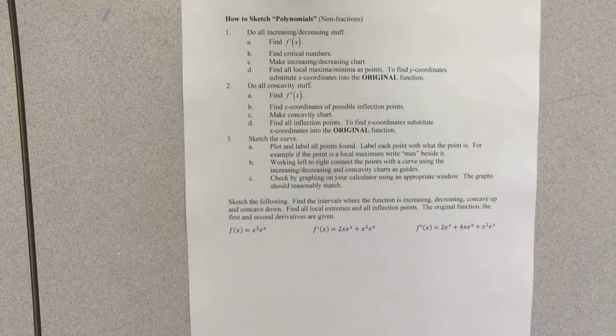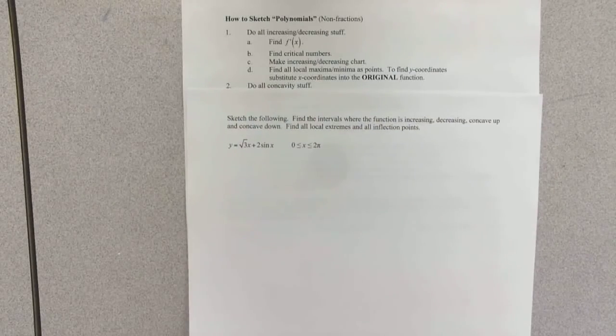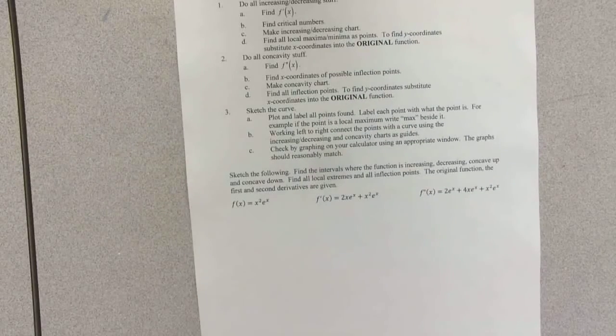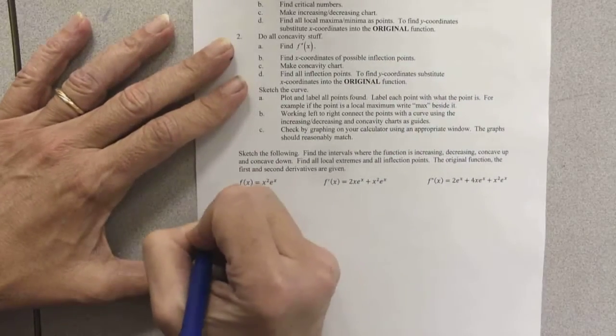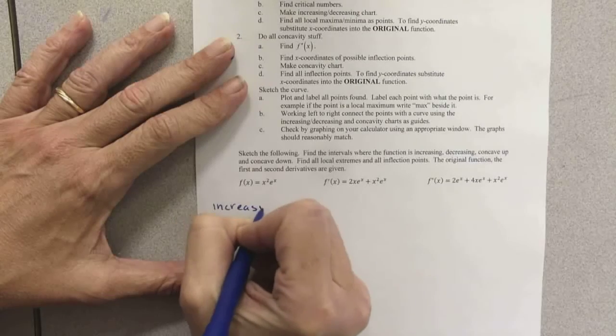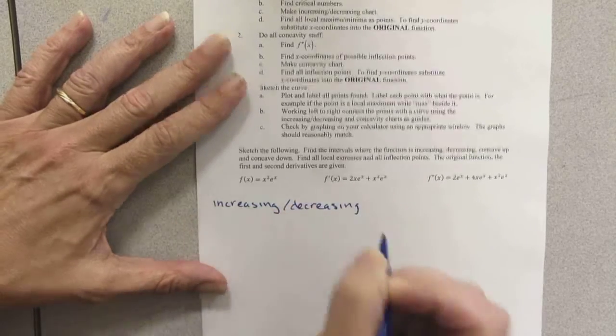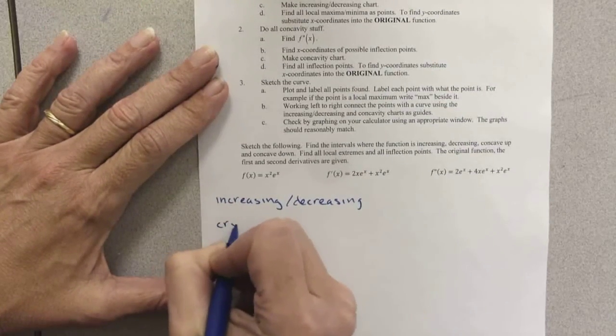History has shown me that if I don't give you the derivatives, about a third of the class will calculate the derivatives wrong, and then I have to go through step by step, tracking all the errors all the way through the problem. So I will give you the derivatives in more complicated problems. But notice in the next problem we're doing, that's not particularly complicated, I didn't give you the derivatives. Okay, so let's start this. Increasing, decreasing stuff. I already have the derivative, so I go to finding the critical numbers.